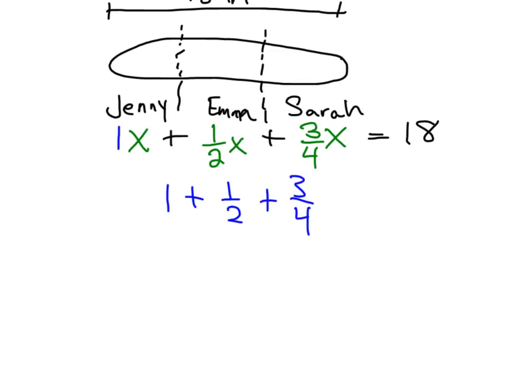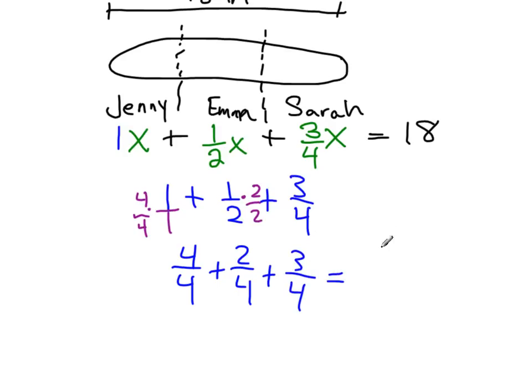And when we add fractions, we need a common denominator. So we can throw 1 over 1. The common denominator is 4, so we'll multiply top and bottom by 4. Multiply both top and bottom by 2. And what we have here is 4/4 plus 2/4 plus 3/4. And that gets us 9/4. So let's go back. All this was x's we were talking about, so we have 9/4 x equals 18.